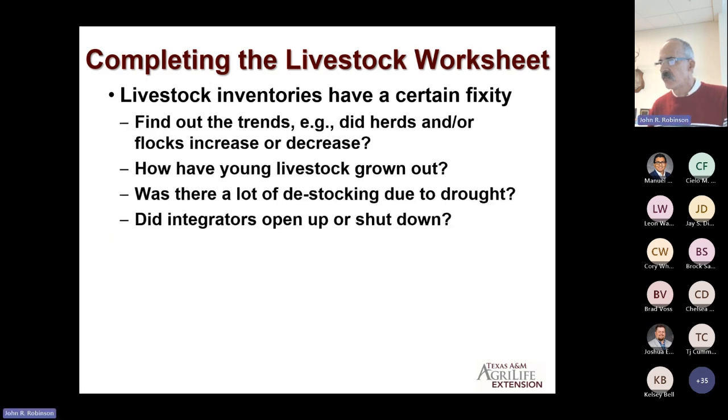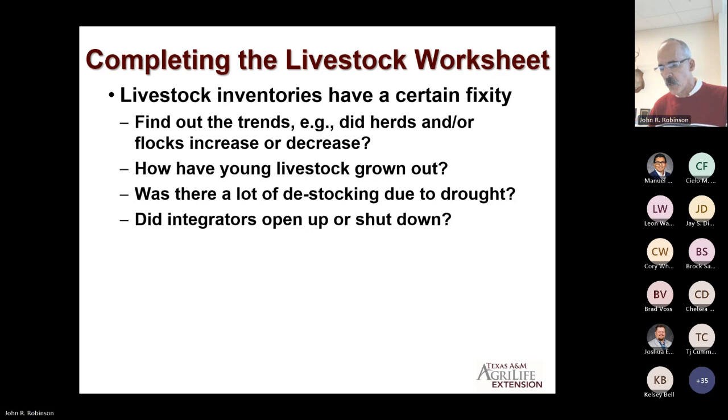If you've got other stuff, livestock are also unique in that you've got populations of animals that don't change as much through time in a given area, because of the inventory effect, the herd effect, compared to crops. Crops, you can double the acres or cut the acres in half pretty fast in certain parts of Texas with certain crops, but there's a certain fixity to livestock inventories.